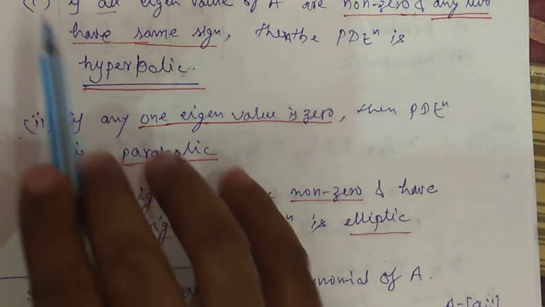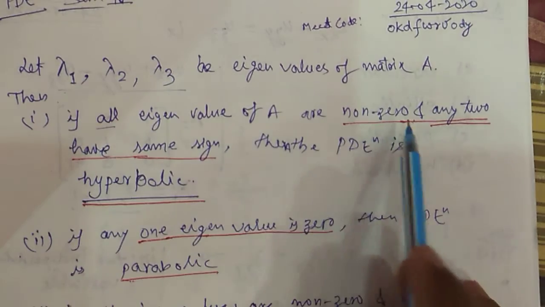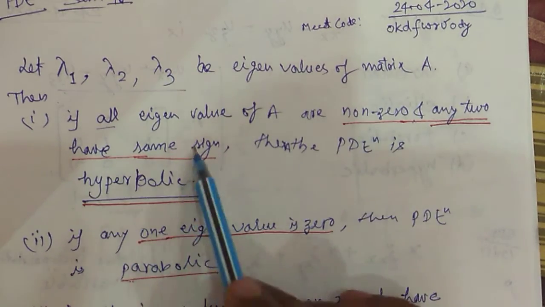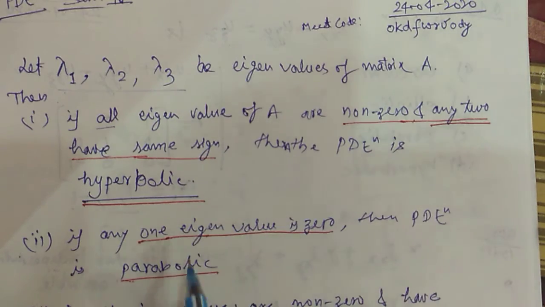elliptic. In the first case, if only 2 eigenvalues are of the same sign, then it is hyperbolic. Only two cases have to be differentiated. One case is only for zero eigenvalue.